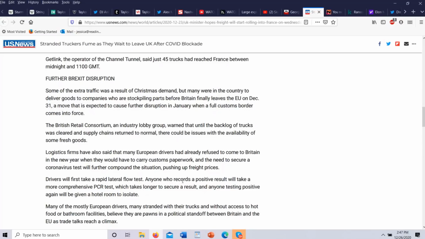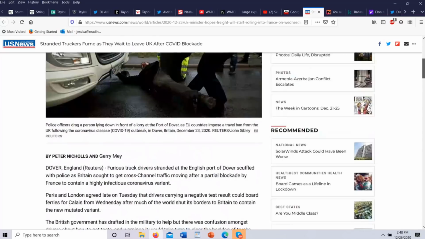Anyone who records a positive result, and then tests positive again, will be given a hotel room to isolate. So if the truckers were being pulled over, they were being forced to isolate. Yeah, that's true. You've got a bigger problem there too. Well, jeez. Okay.